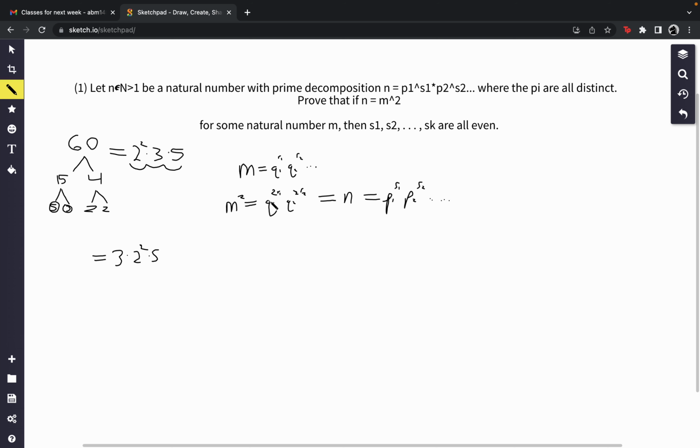So every q1 to the 2r1 is going to be equal to p1 to the s1, which means that each 2ri is going to be equal to each corresponding s sub i. And since this side is divisible by 2, that means it's even. That means that the si is going to be even.